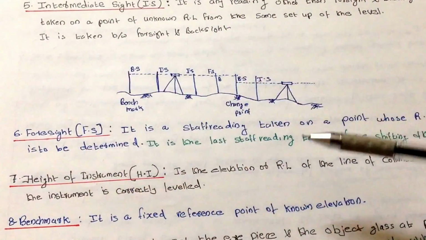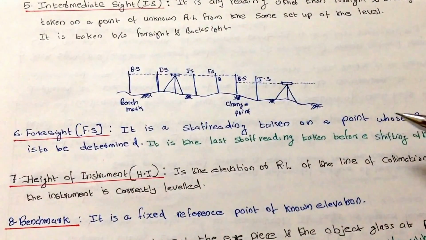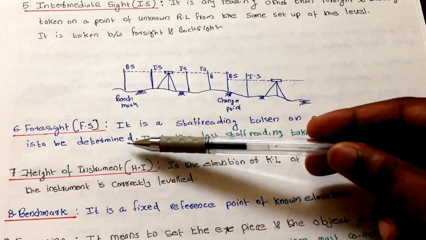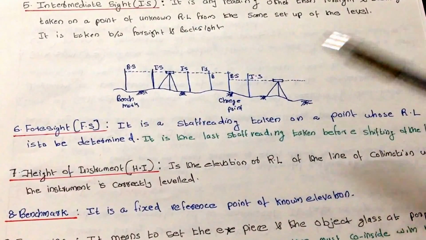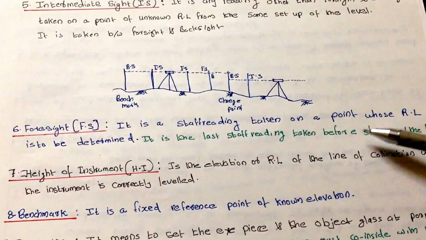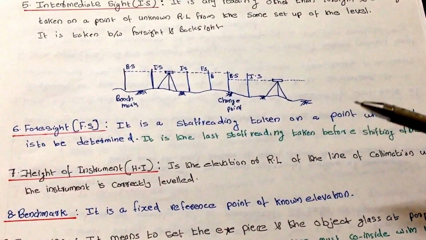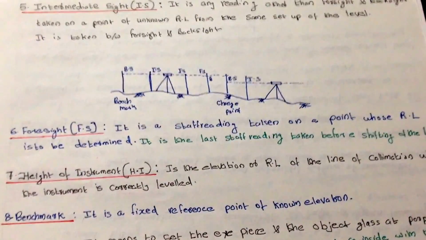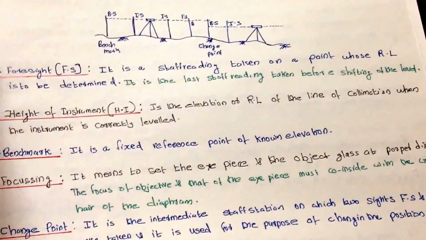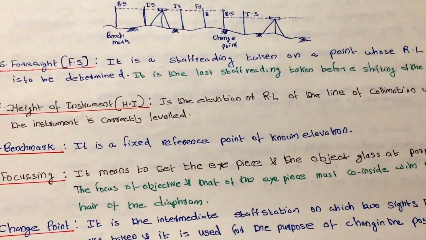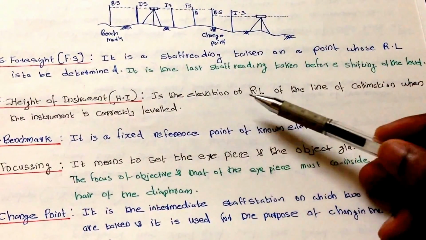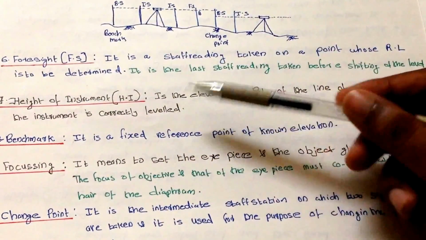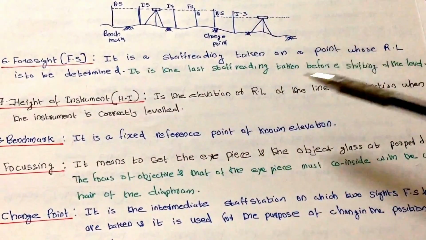The sixth one is foresight. It is a staff reading taken on a point whose reduced level is to be determined. It is the last staff reading taken before shifting the level. The seventh one is height of the instrument. Height of the instrument is the elevation or reduced level of the line of collimation when the instrument is correctly leveled.